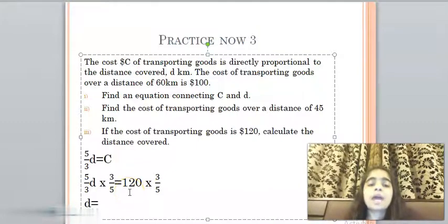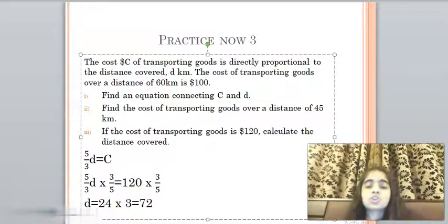and 120 multiplied by 3 upon 5. So 120 divided by 5 will be 24, and 24 multiplied by 3, 24 times 3, 48, 72. Okay, so this will be 72. So our distance will be 72 kilometers. This is for part 3. Now let's just go through this again for part 4, which I'll put in the next slide.